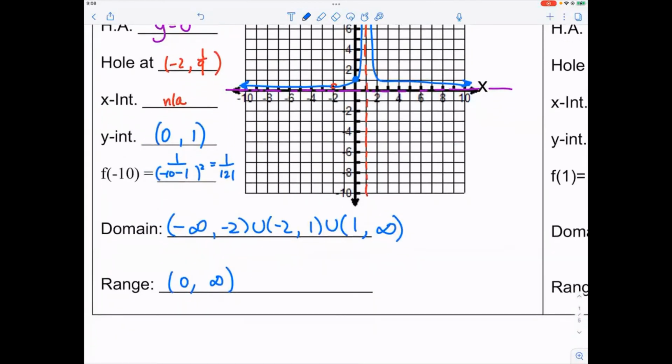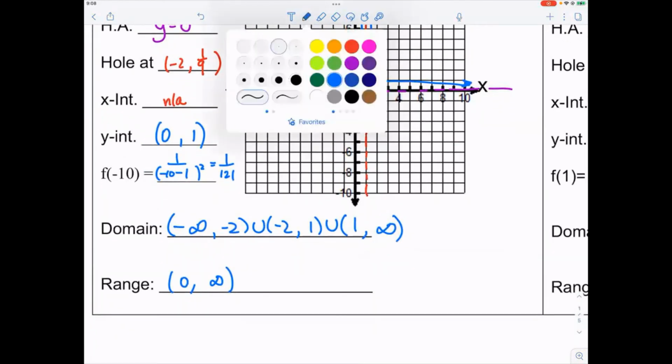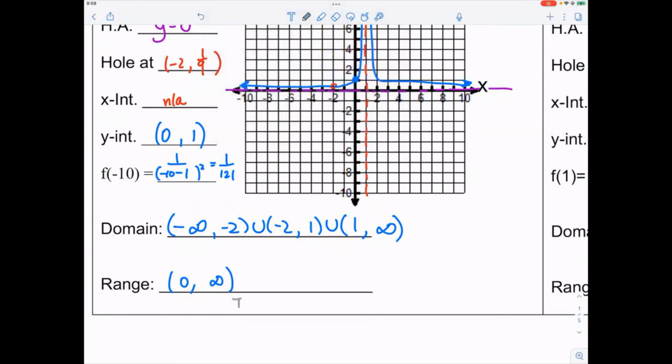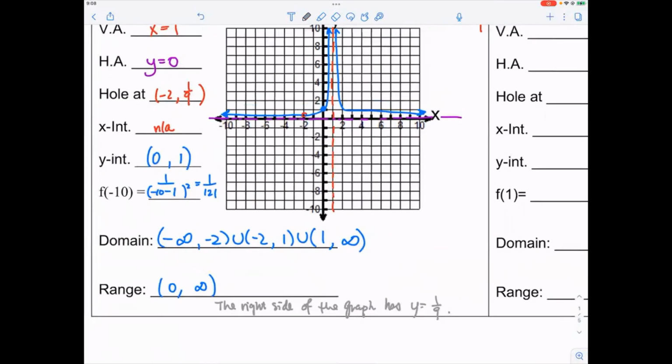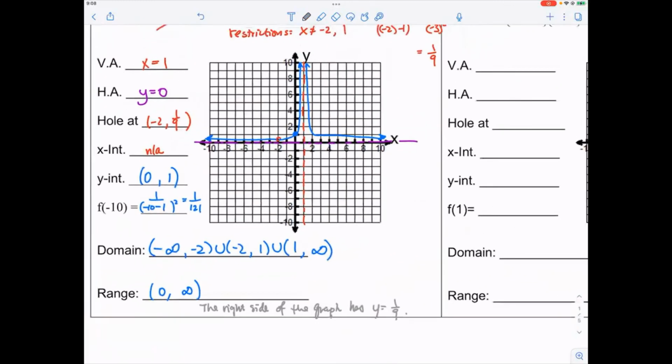Okay. So you may want to write down the reasoning. Okay. The right side of the graph has y equals 1/9. So while the left-hand side of the graph does not have the 1/9, the right-hand side of the graph has the 1/9. So that's why we don't need to stop at 1/9.